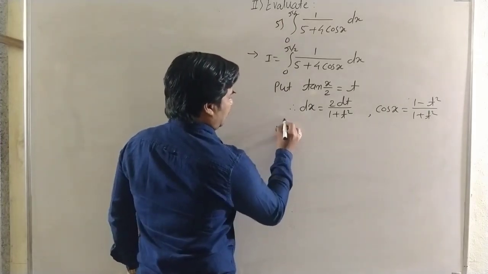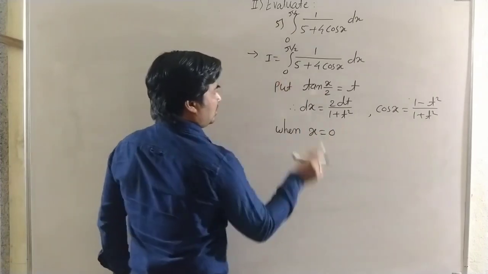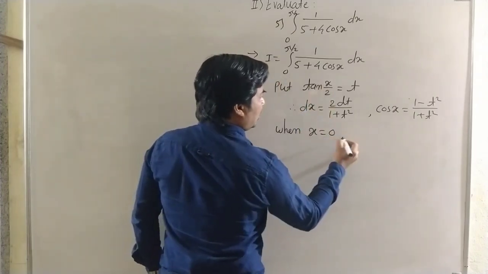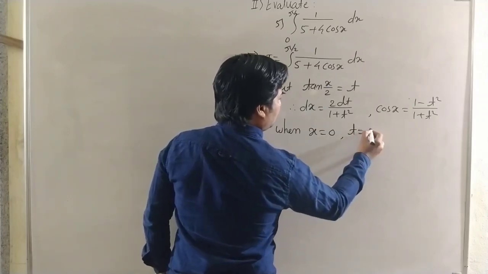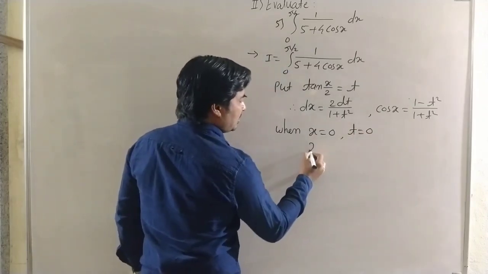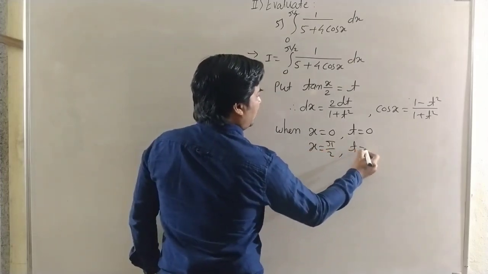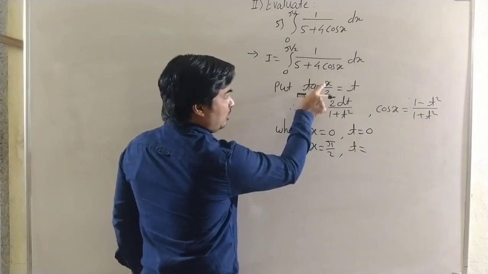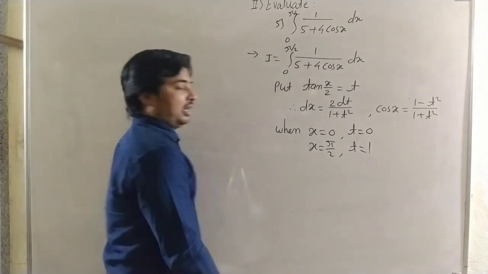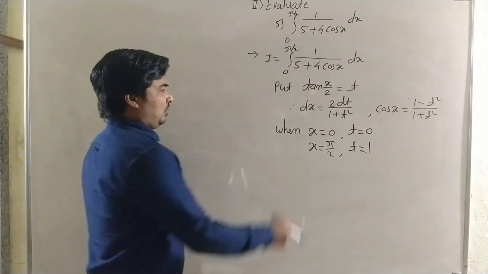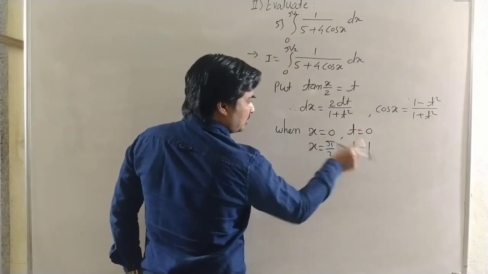Again we use the substitution and it is a definite integral, so change the limit. When x is equal to 0, 0 by 2 it is 0, t is equal to 0, and when x is equal to pi by 2, see carefully here, pi by 2 upon 2, that means pi by 4, it is tan pi by 4, and then t is equal to 1, tan pi by 4 is 1. Now the original limit is 0 to pi by 2, now after substitution it is 0 to 1.